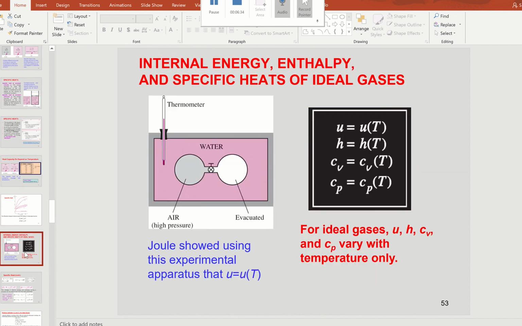And here I want to focus on this equation here. When we talk about Cv and Cp, they are a function of temperature. At a higher temperature, you're going to have a higher specific heat. The same thing applies for ideal gas here. If it's an ideal gas, internal energy U and enthalpy are going to increase with temperature as well. For ideal gas, U, H, Cv, and Cp vary with temperature only.